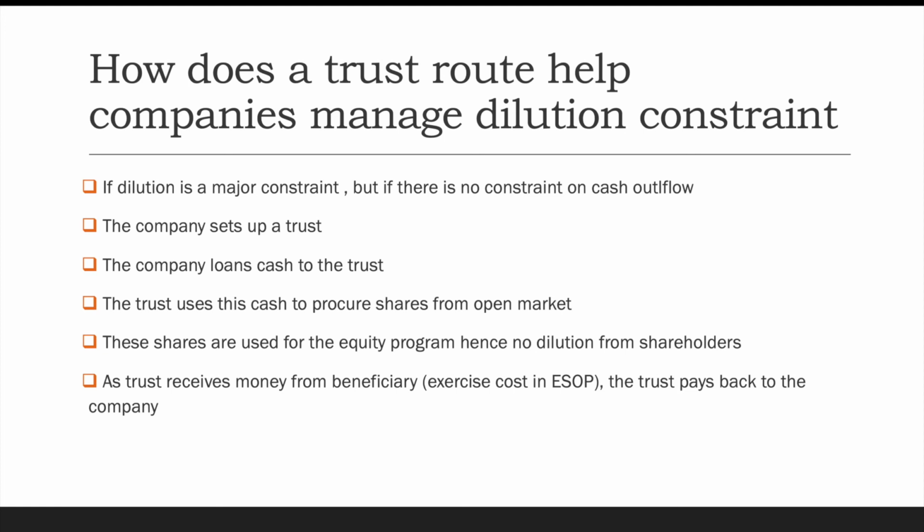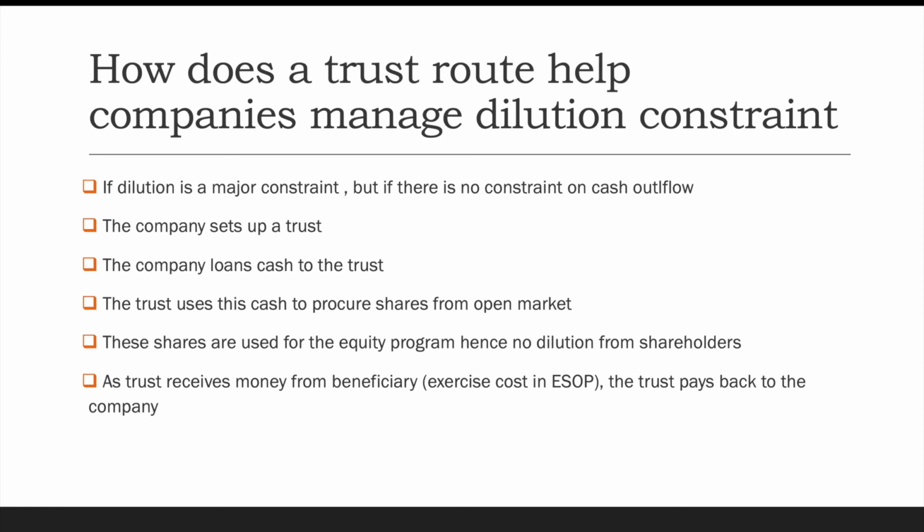A question around the dilution constraint and how does a trust route help companies manage dilution? Now, this is an approach which I personally have not experienced or seen, but I'm aware of what the concept here is. In an organization where dilution is a major constraint, but there is no constraint on cash outflow, a company could set up a trust, loan cash to the trust.